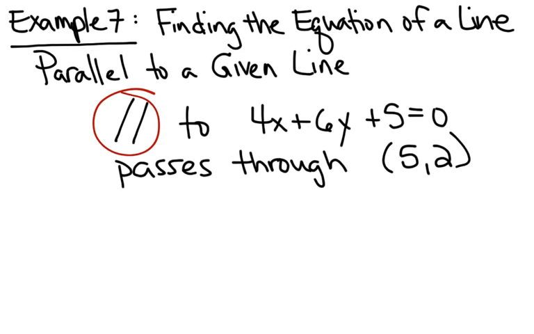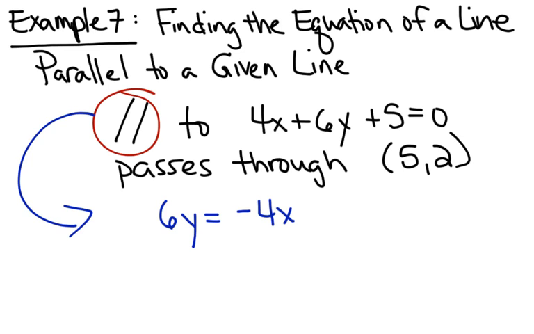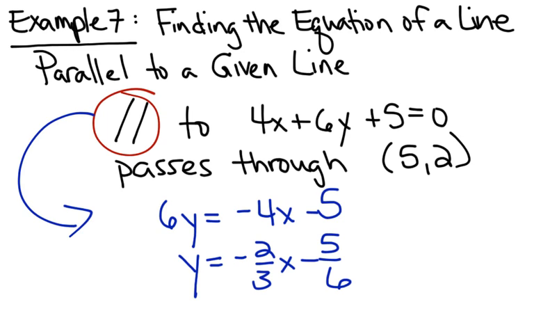Well, if my line is parallel to 4x plus 6y plus 5 equals 0, then it must have the same slope. So why don't we find the slope of that line? To find the slope of the line, I'm going to start by moving the 4x and the 5 to the other side. And then I'm going to divide everything by 6. Don't forget I have to reduce fractions.